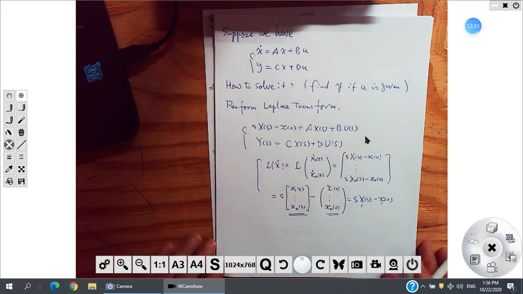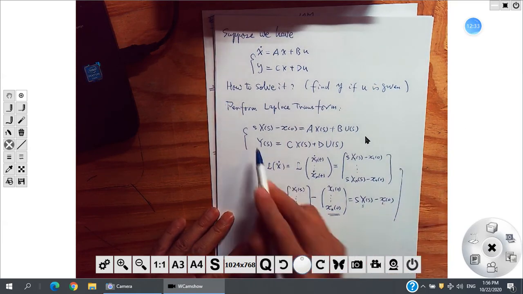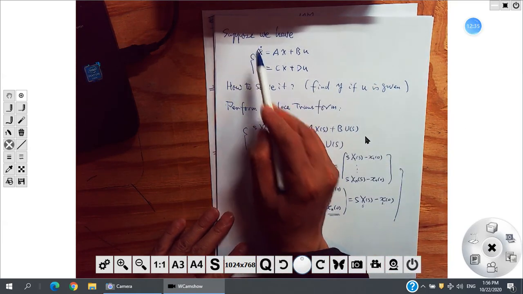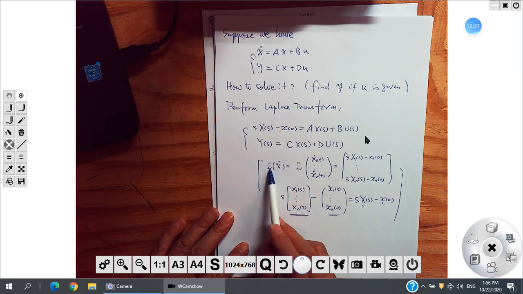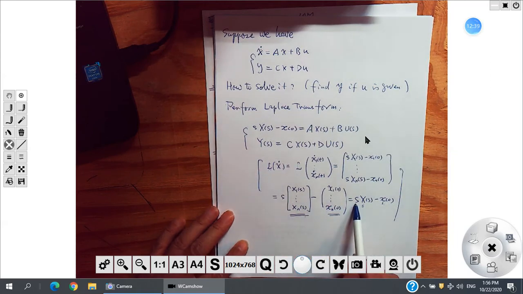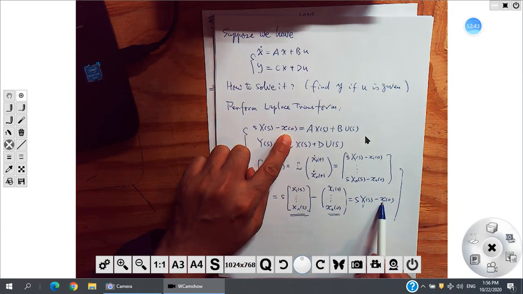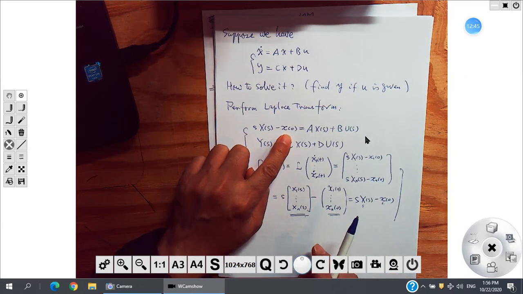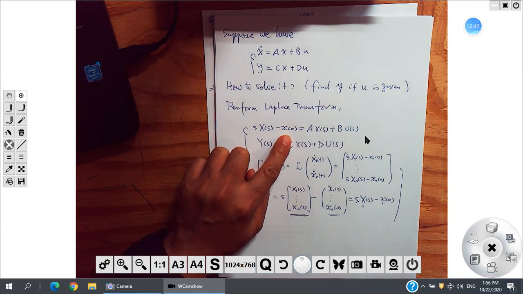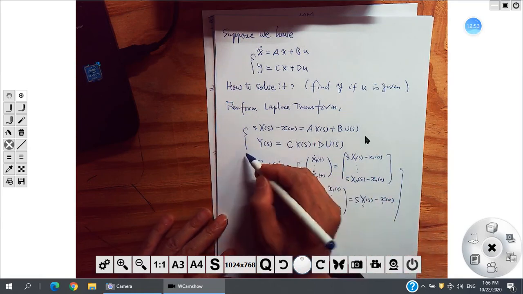Alright. So you see, this x dot, we perform Laplace transform on it. We will have sX minus x0. The meaning is different, but the formula looks exactly the same as the single function case. Alright. Okay, now we have this one.